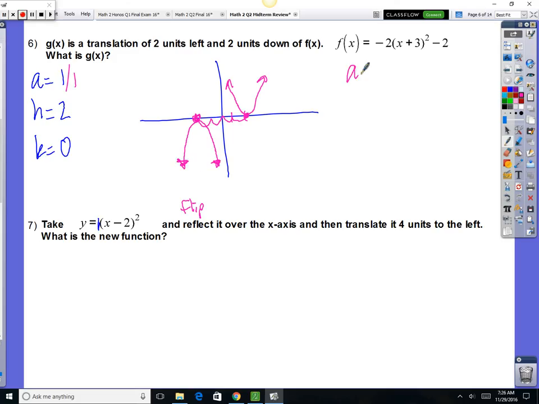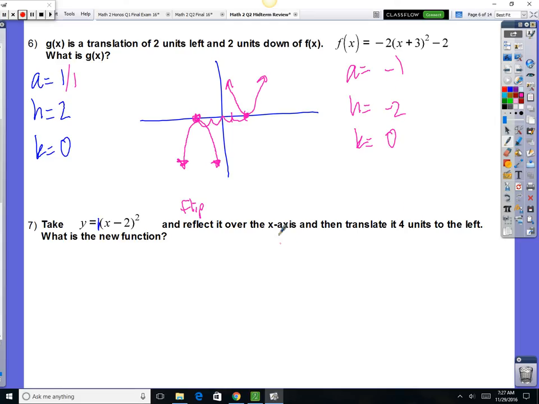Okay, so your new A, your new H, and your new K. So you did not change the slope. So the slope is still 1, but you just changed the orientation, the direction, so put a negative. Okay, your H is totally different. Your H before was 2 to the right, and now it is 2 to the left, so your H is a negative 2, and your K is 0.